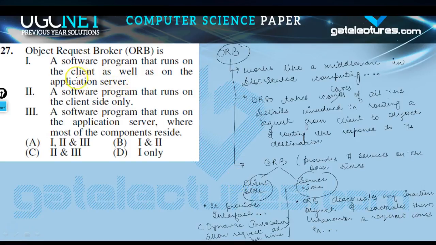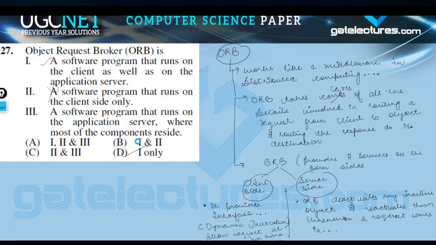So ORB is a software program that runs on the client as well as on the application server. This option is absolutely true. A software program that runs on the client side only? No, it also runs on the server side. A software program that runs on the application server where most of the components reside? This option is also wrong, because it also runs on the client side. Okay, so option one is the only option which is correct. So the correct answer is D.